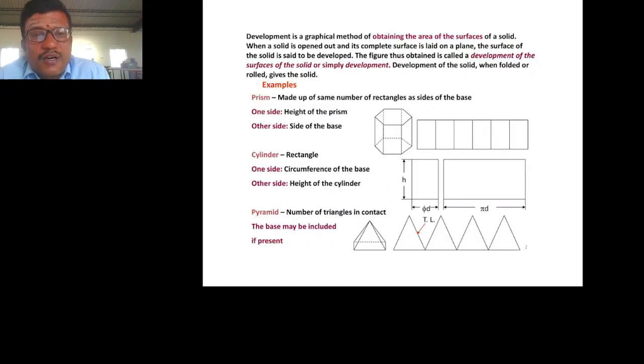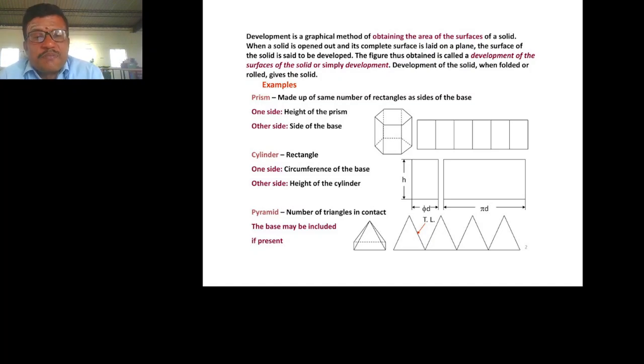Here, development is the graphical method of obtaining the surface area of a solid. The solid is opened completely onto the plane, and the surface of the solid is to be developed. For example, we will take a prism. A prism is made up of some number of rectangles, where one side will be the height and the bottom side will be the base. So there are 2 hexagons or pentagons followed by some rectangles. For example, a hexagonal prism has 6 rectangles and a pentagonal prism has 5 rectangles.